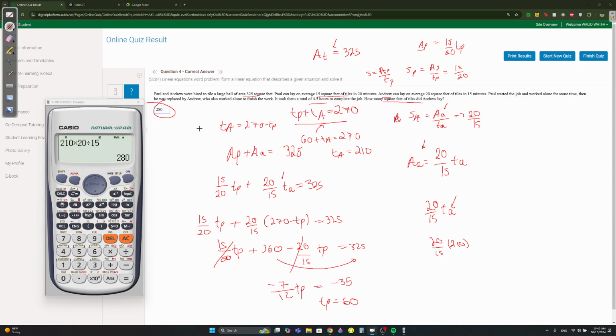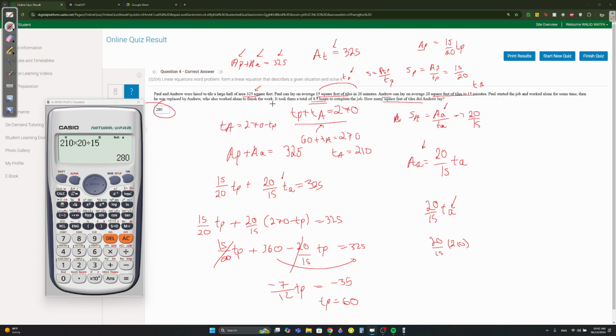So in the exam, if you want a simpler way, I'm going to try and squeeze it here. Let me see. Yeah, I can't really skip any steps here. Maybe write down total area is 325. So you have to say area P plus area A is 325. And then find an expression for each area. Each area would just be the speed times the time of that person. So just memorize 15 over 20 TP plus 20 over 15 TA gets you the total area.